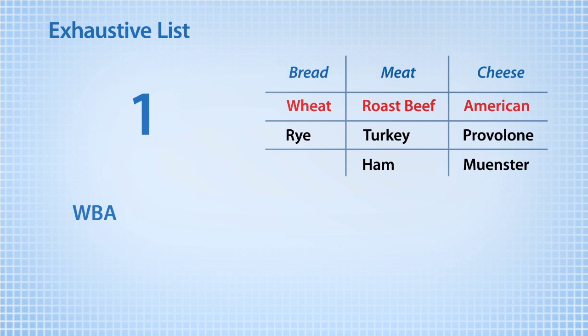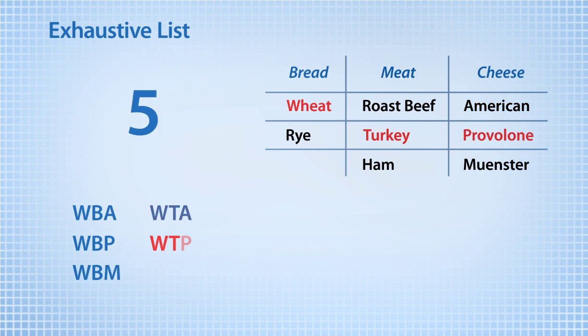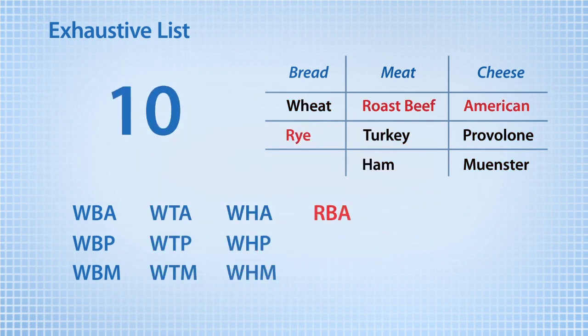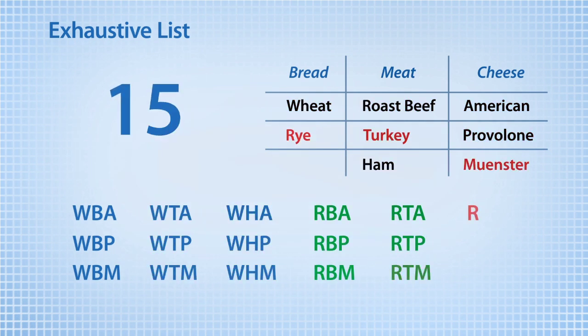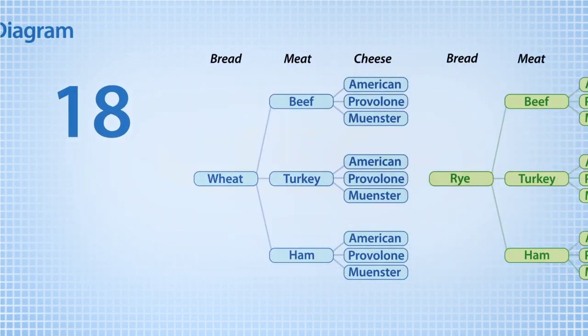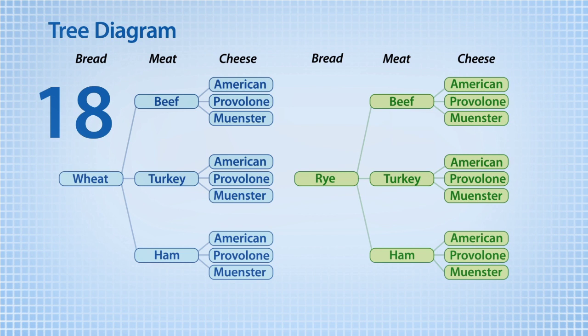Going back to the table, we will add a wheat bread, roast beef, and provolone sandwich outcome to our list, WBP. This process will continue until all possible outcomes are listed and we can count the number of sandwich combinations. There are 18 possible sandwiches that Kevin can offer customers. The second method that can be used to find the number of possible outcomes is a tree diagram. More organized than an exhaustive list, the tree diagram uses branches to make sure every possible outcome is listed.